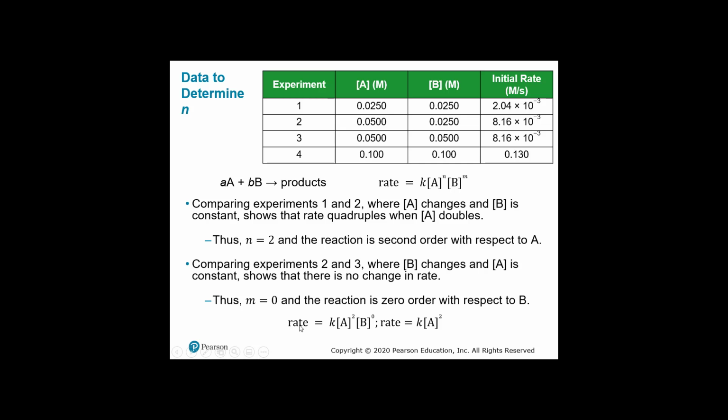So if we look at the rate law equation, we have rate, we have k as the rate constant. The reaction is second order with respect to A, and the reaction is 0 order with respect to B.